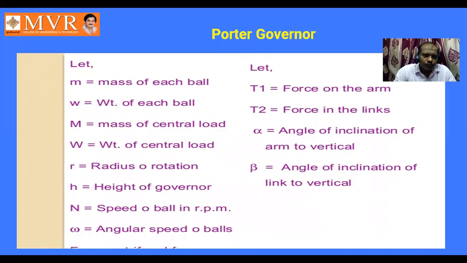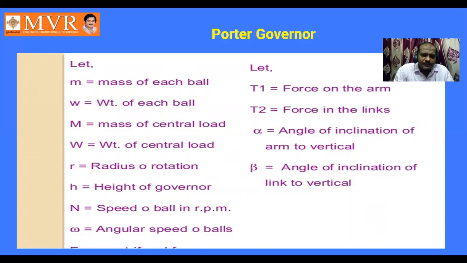W is equal to the weight of each ball. W is equal to mg, where g is the gravitational acceleration, that is 9.81. Capital M is the mass of the central load. Capital W is the weight of the central load, that is equal to capital M into g. R is the radius of rotation. H is the height of the governor. N is the speed of the ball in RPM.